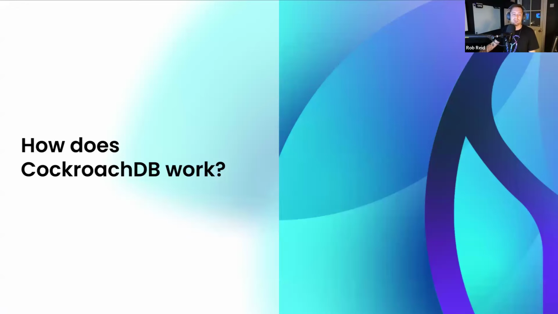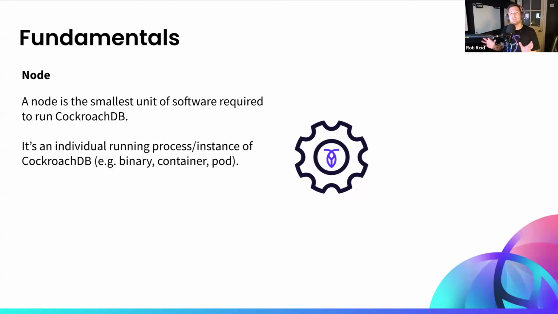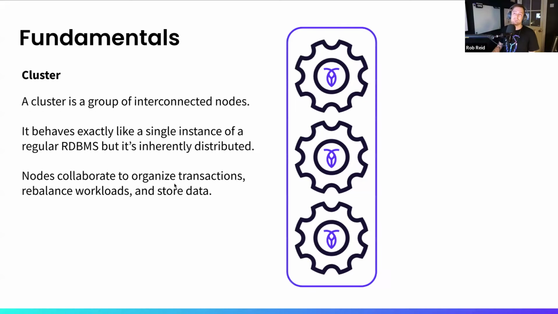So let's now dive into CockroachDB itself. I'll start with the fundamentals. The smallest form of compute in CockroachDB is the node. It could be a running binary, it could be a Docker container, it could be a Kubernetes pod, but the node is the smallest level of compute in CockroachDB. And this is where the monolithic database finishes. It's one node and that's where it stops.